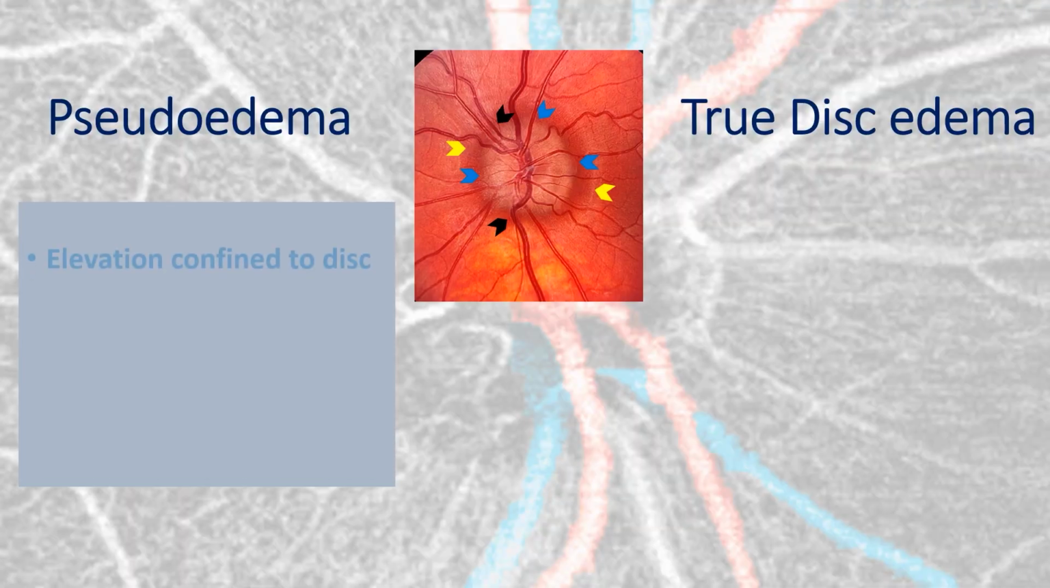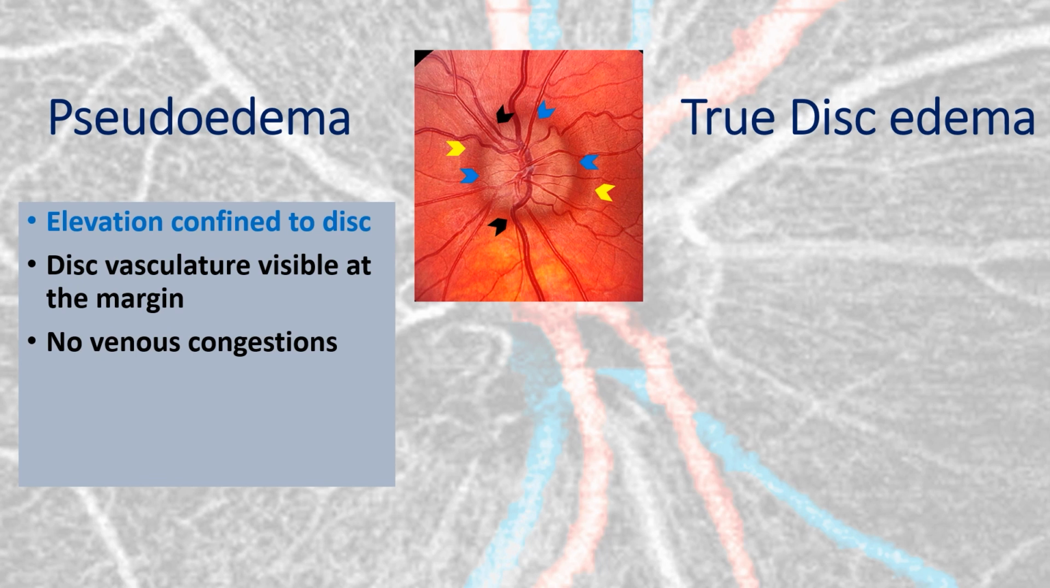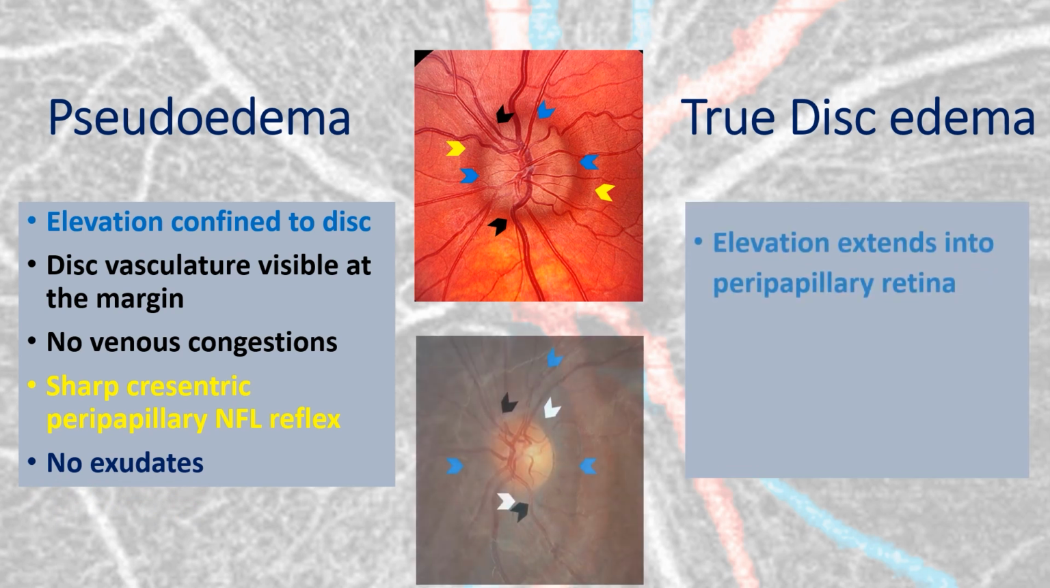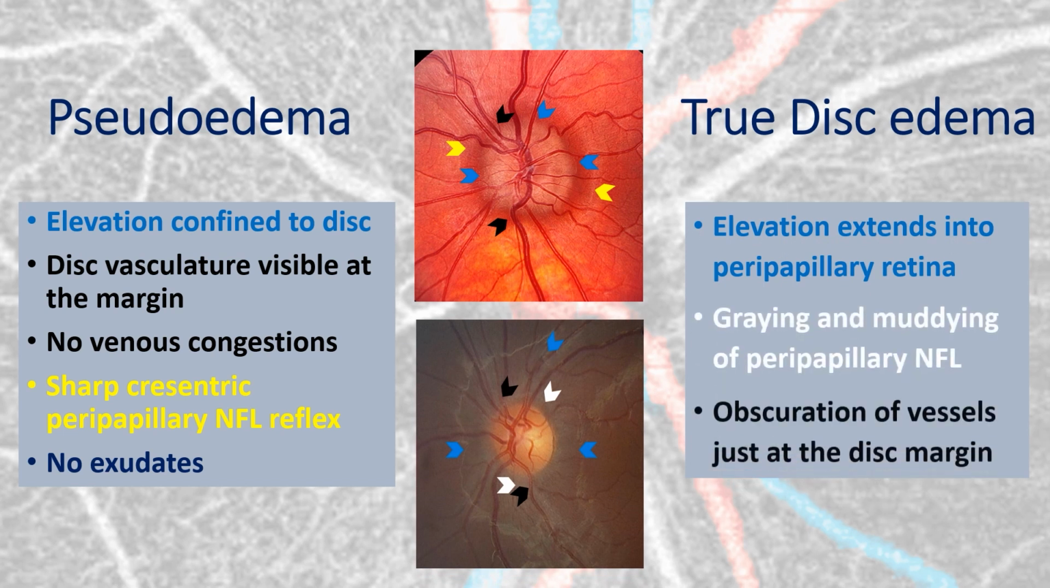In pseudo disc edema, the elevation is confined to the disc. The disc vasculature is visible at the margin with no venous congestion. There is a sharp crescentic peripapillary nerve fiber layer reflex and no exudates. While in true disc edema, the elevation extends into the peripapillary retina, as is shown by the blue arrows. There is a graying and muddying of the peripapillary nerve fiber layer and obscuration of the vessels.